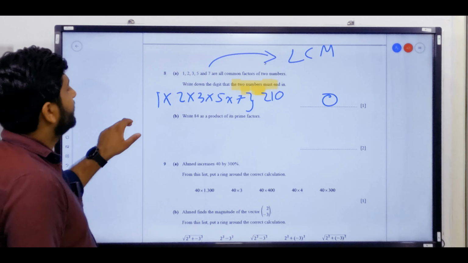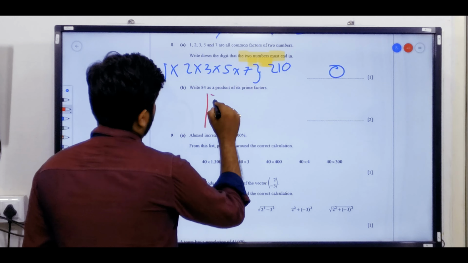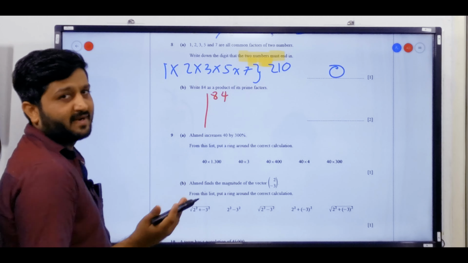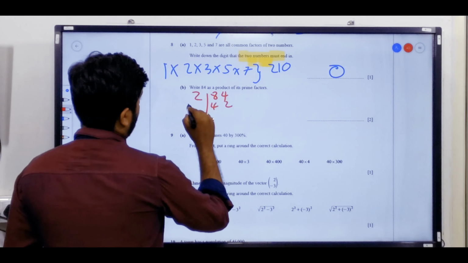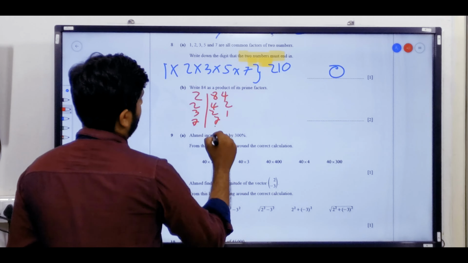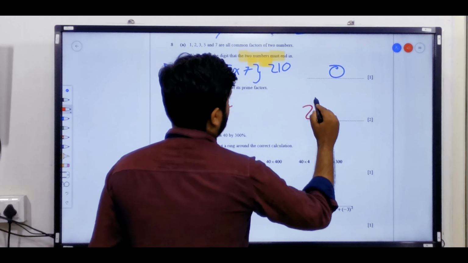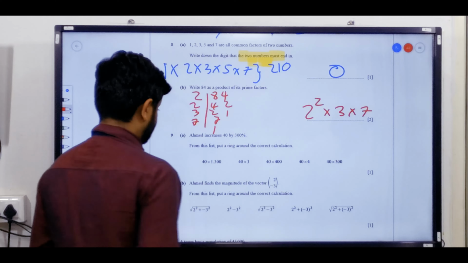Write 84 as a product of its prime factors. Very easy question. Let us do prime factorization. 42, 2, 21, 3, 7, 7, 1. So my prime factors will be 2 square into 3 into 7.